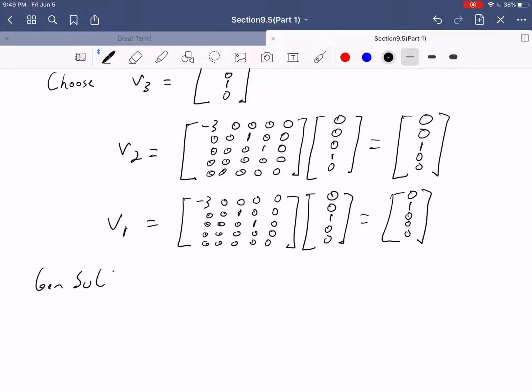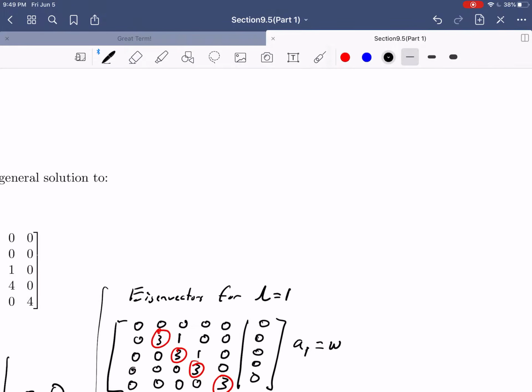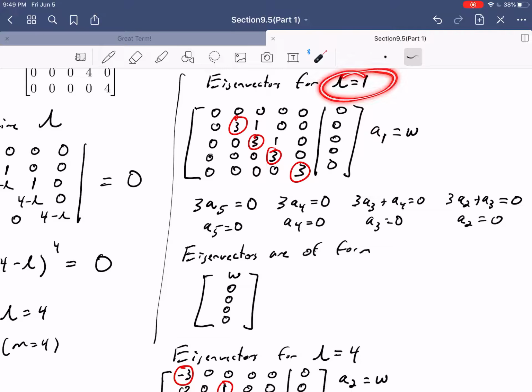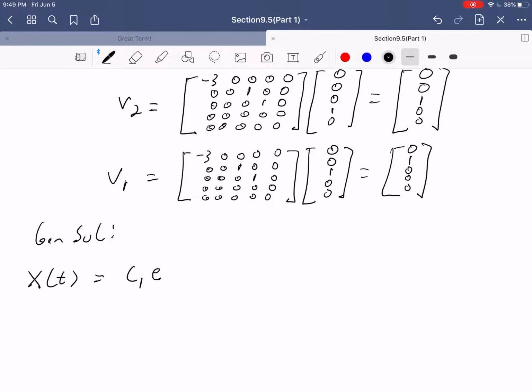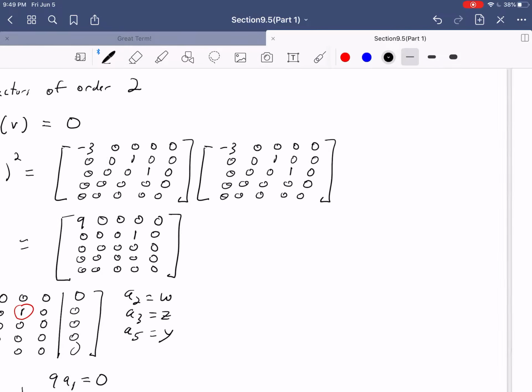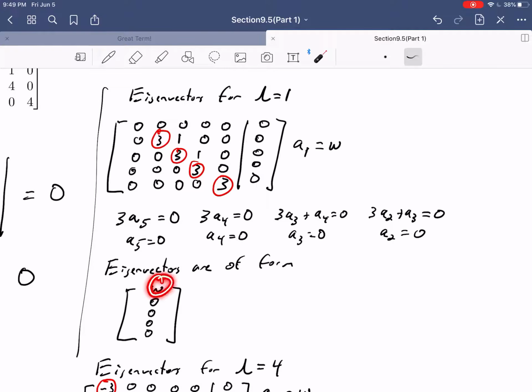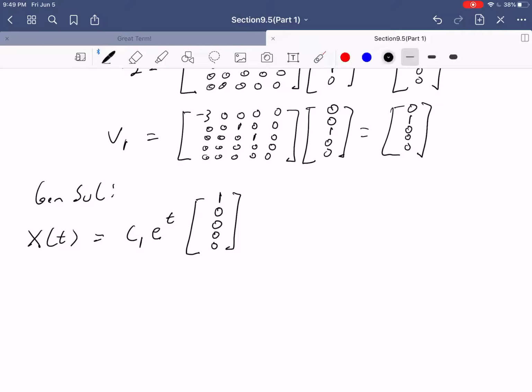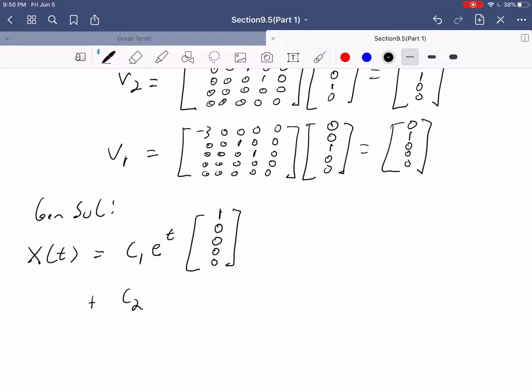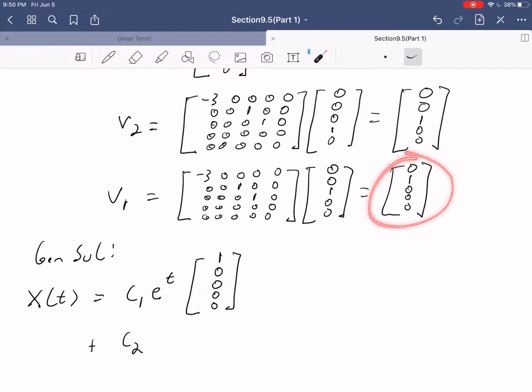So our general solution here, x of t, is C1. Let's start with the easy one. Back over here for eigenvalue lambda equals 1, we had this. So we can say C1 e to the t, and then a basis for that would be 1, 0, 0, 0, 0. That's just by going back over here and choosing w to be 1, and all these would be 0 then. So that's our first component there. Then plus C2. If we want, we can now start with this chain here. So C2 e to the 4t, and then 0, 1, 0, 0, 0.